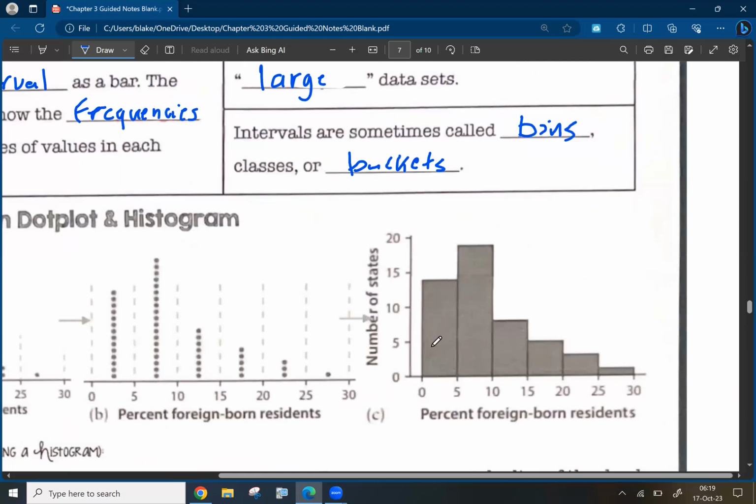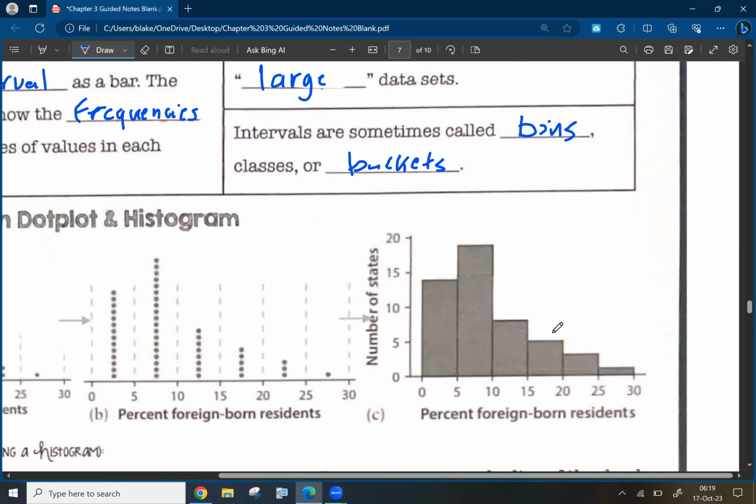Just make them a bar. So 0 to 5 is a bar that goes up to 14, indicating the 14 data values that were between 0 and 5. Then 5 to 10 seems to be about 18 or 19, emphasizing the 18 or 19 dots that are there, and so on. 10 to 15 is probably about 8 dots. 15 to 20 is 5 dots. 20 to 25 is 3, and 25 to 30 was just 1 dot. So it just makes them a bar graph instead. But it's not a bar graph, it's a histogram.